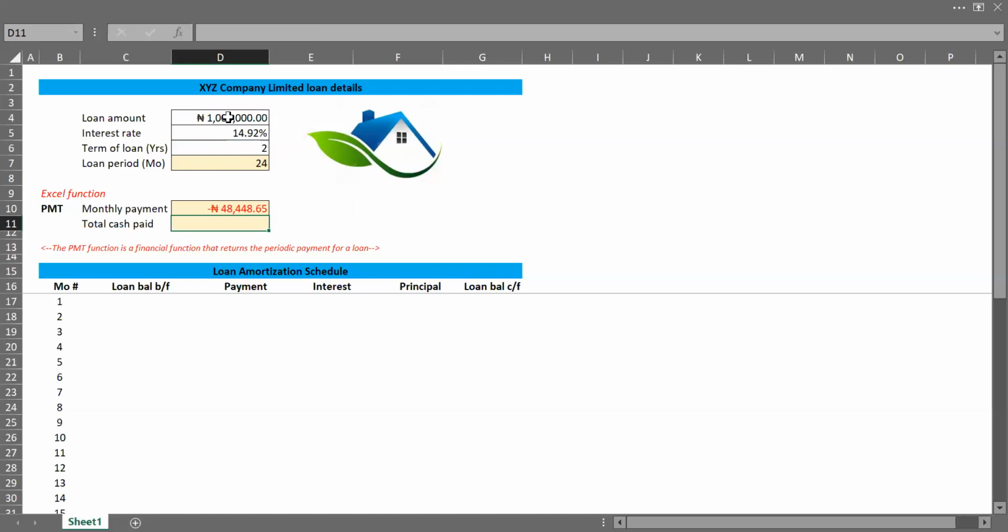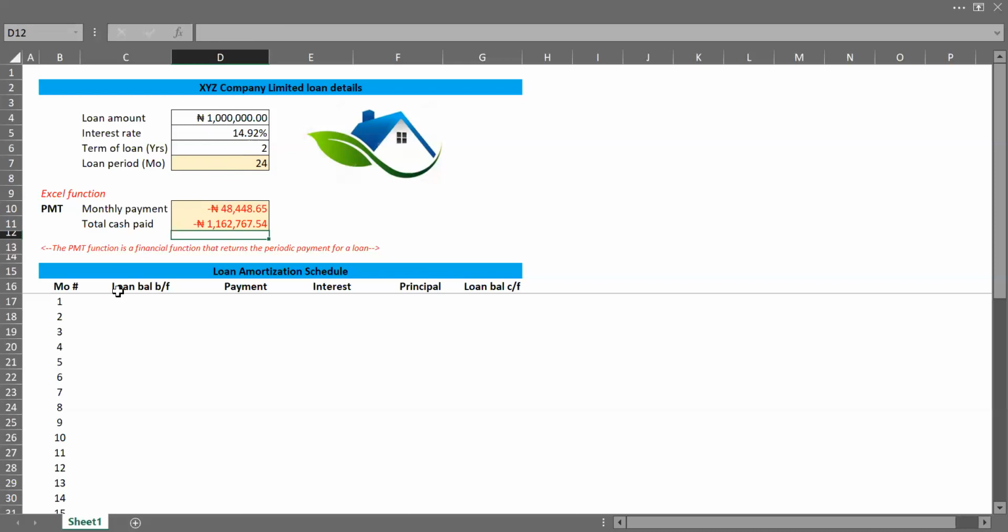48,448 naira 65 kobo, and the total cash to be paid for this 2-year loan is equal to the monthly repayment times the number of months, which is 24 months. So in total, the company will be paying 1.162 million at the end of 2 years. With this information, we can then produce our loan amortization schedule.